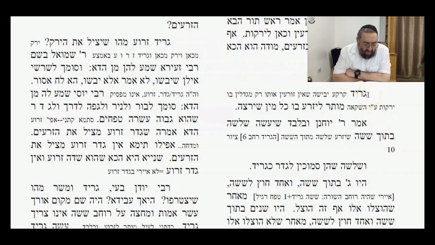Kilayim, we are up to Yutes Amud Aleph, towards the bottom, the very last line actually, and we're talking about grid.